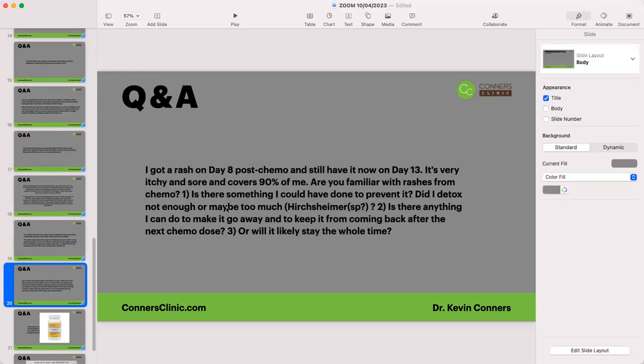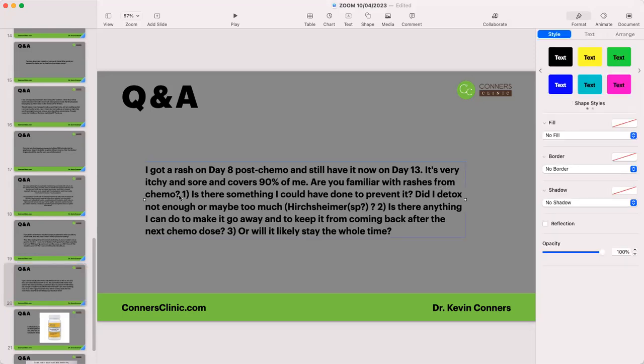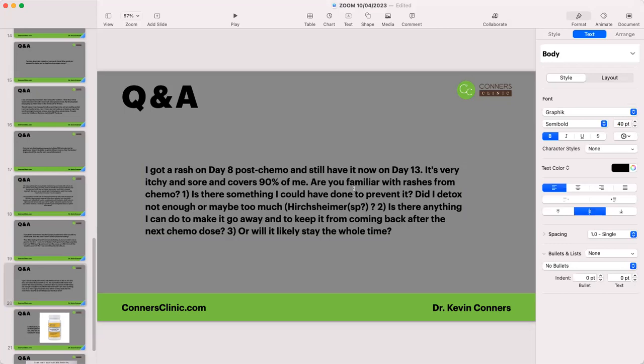I got a rash on day 8 post chemo and still have it now on day 13. It's very itchy and sore and covers 90% of me. Oh my goodness. Are you familiar with rashes from chemo? So yes, it's very common to get rashes from chemo.